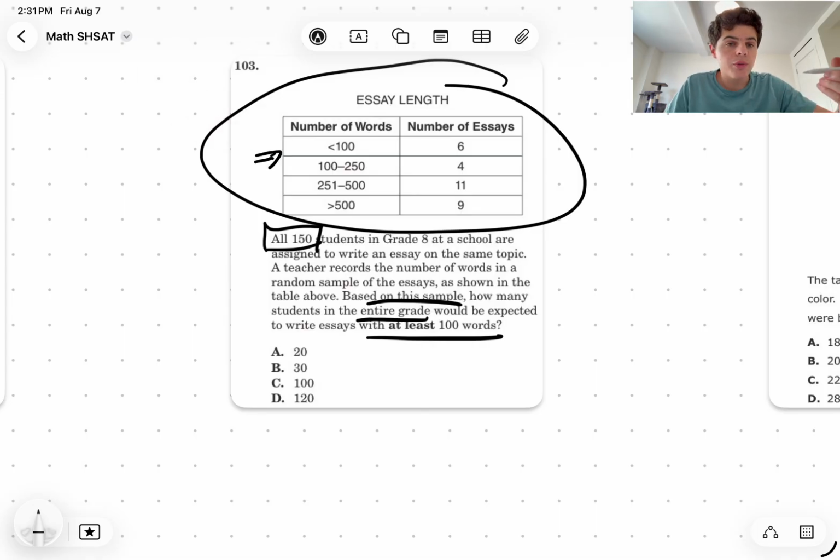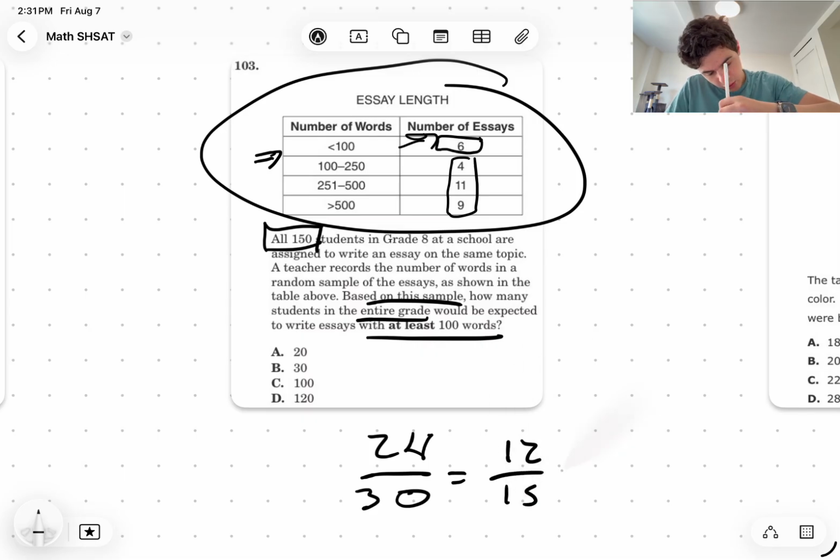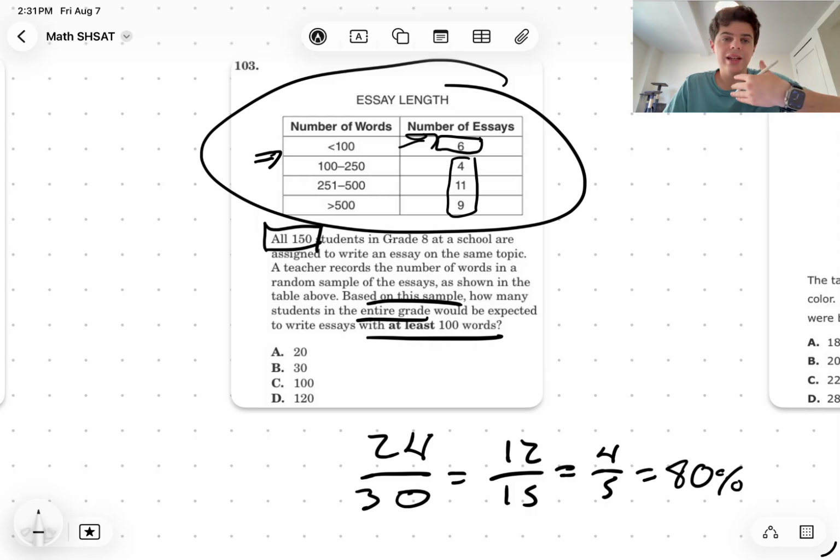Well, the only ones with less than 100 words are these here. So it's just going to be 4 plus 11 plus 9, which is 24, right? So 24 samples have more than 100 words. Now, how many samples are there? Well, there's 30, right? It's the 24 plus the 6 we excluded. So this is the amount in the sample, which we can simplify down to 12 over 15, which we can simplify to 4/5, right? So we know that 4/5, or 80% of the sample wrote an essay longer than 100 words.